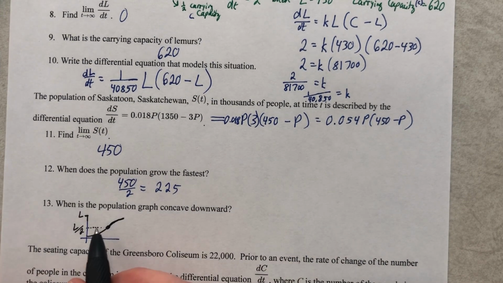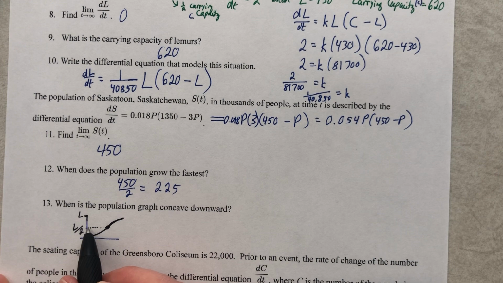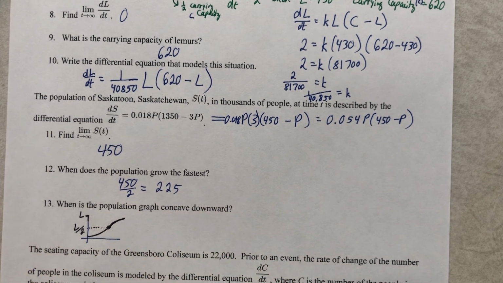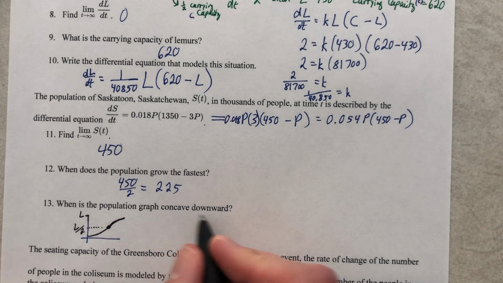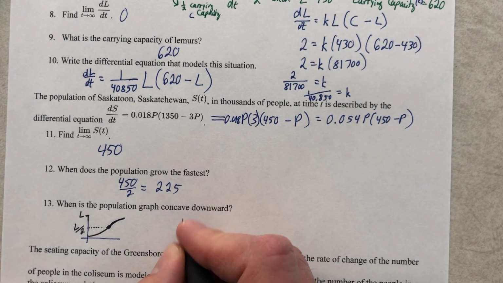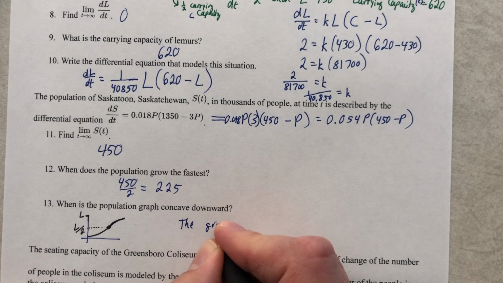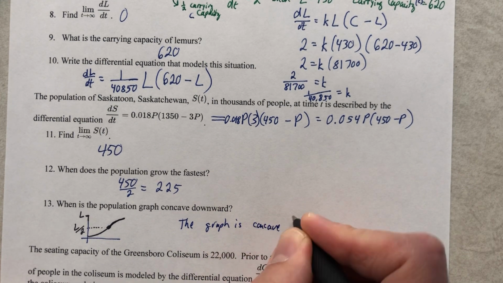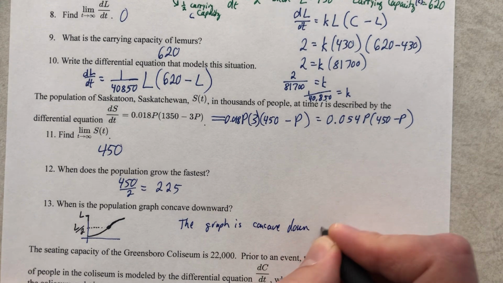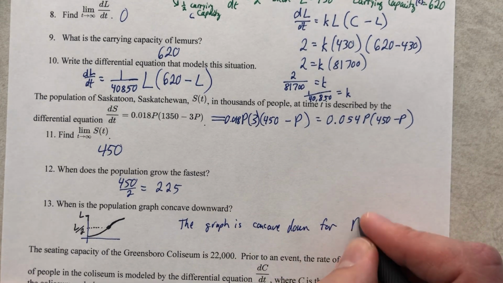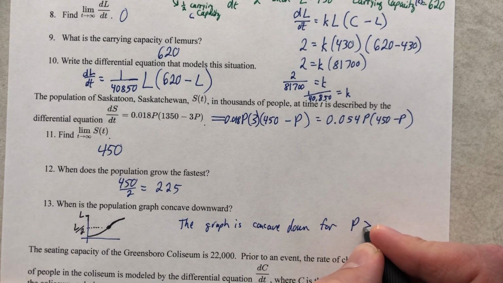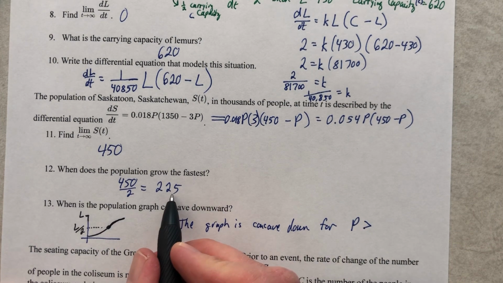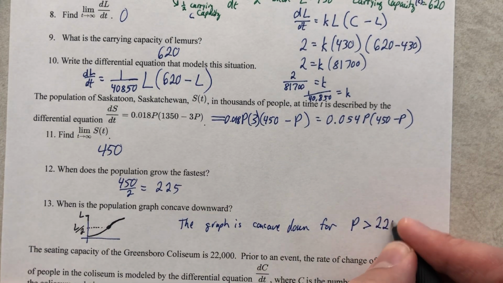So we're going to just basically say it's for populations greater than half of the carrying capacity. So concave down, the graph is concave down for populations that are greater than half of the carrying capacity, 225.